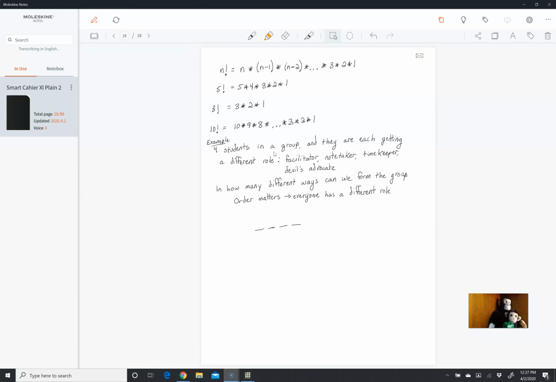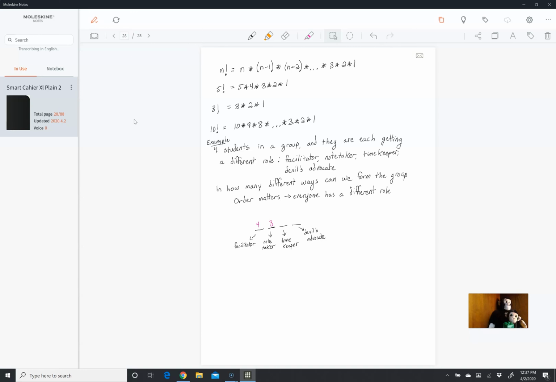Okay. Now for the first, this is your facilitator. So each chair belongs to a different role. This chair would be whoever is your note taker. This chair would belong to whoever is your timekeeper. And this chair would belong to whoever is your devil's advocate. For the first chair, there are 4 possible people who we could put into that chair. Any one of the 4 students. We haven't assigned them a role yet. So any one of the 4 students can be placed into that first facilitator chair.